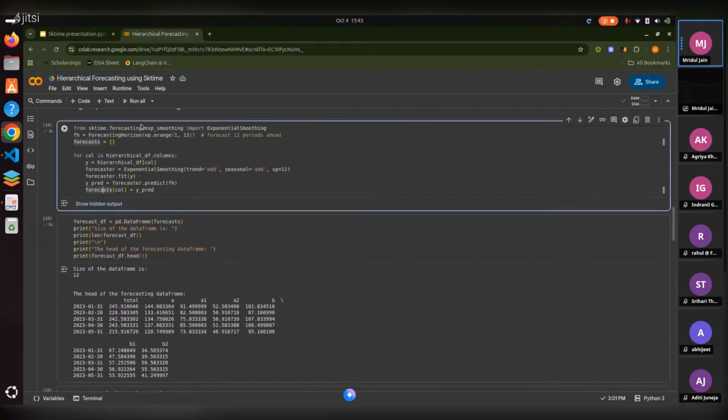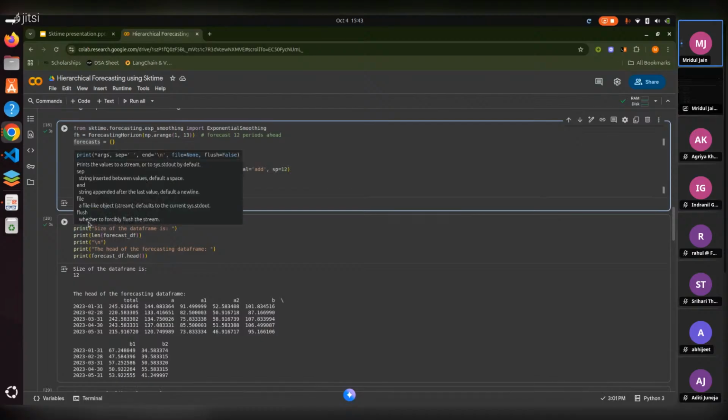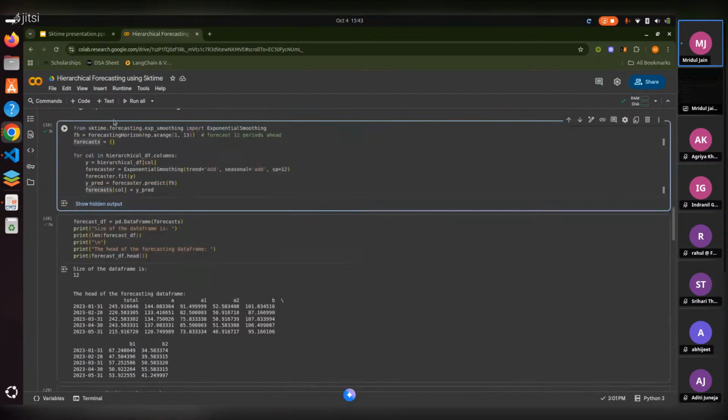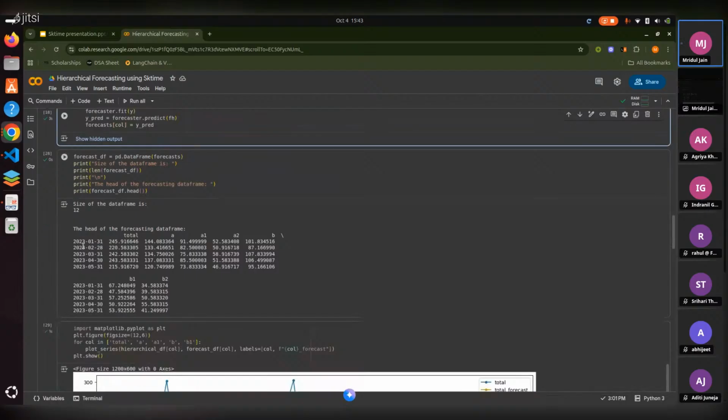After we are done with this, we're simply converting this forecasting dictionary into a pandas data frame, and then we are storing it in a variable. And as you can see, in the output value, the size of the data frame is 12. Of course, because we had taken the seasonality period to be 12, and it's across the 12 periods ahead, 12 years ahead. And then this is how the head of the forecasting data frame looks like.